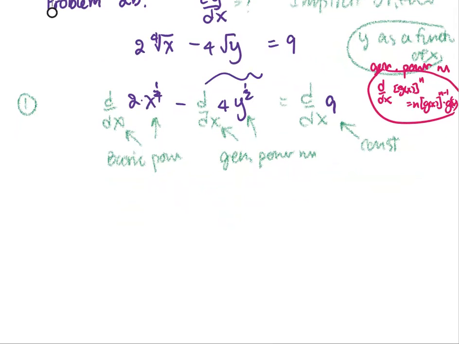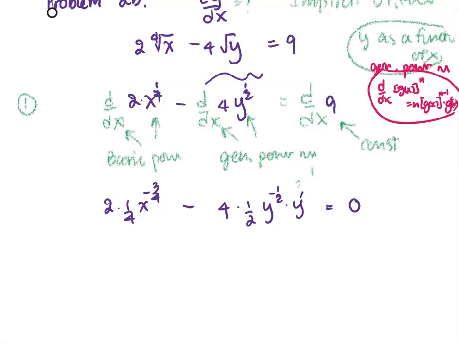The first term, the derivative is 2 times 1 over 4, x to the power negative 3 over 4. Second term, 4 as a coefficient, and then y to the power 1/2 becomes 1/2 y to the power negative 1/2 multiplied by y prime, which is dy by dx. I'm going to rewrite the notation as dy by dx in a bit. And then the right-hand side, the derivative of the 9 is going to be 0.